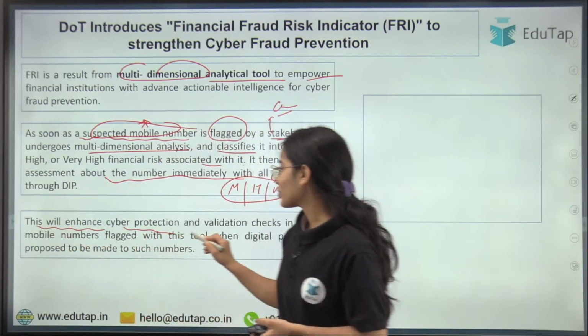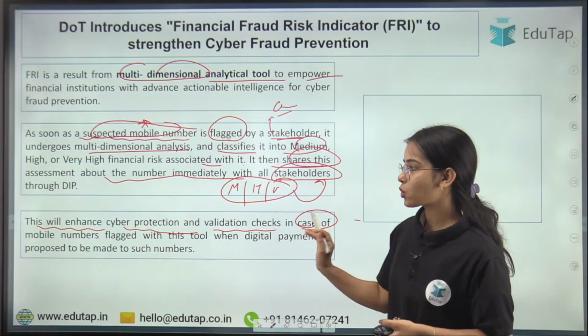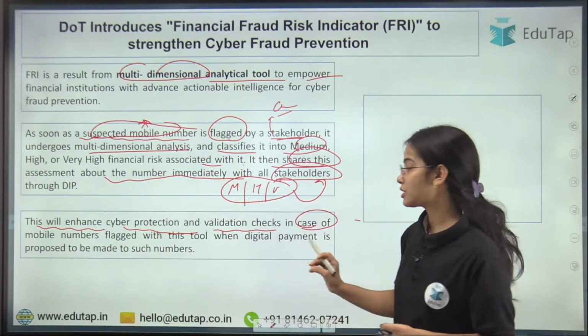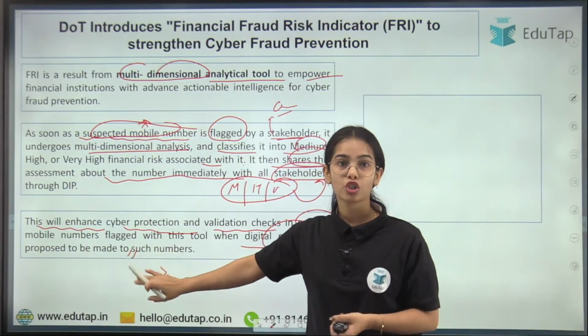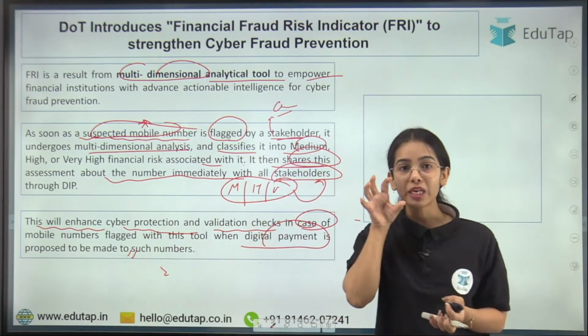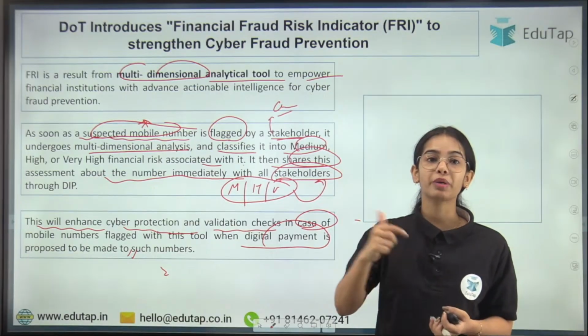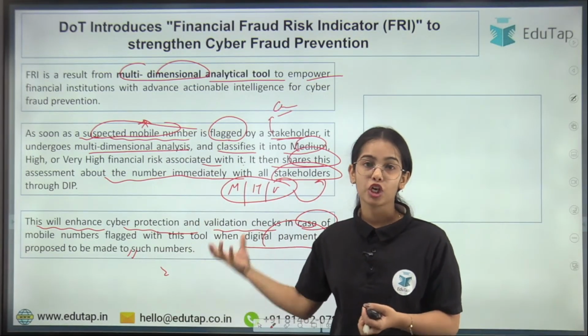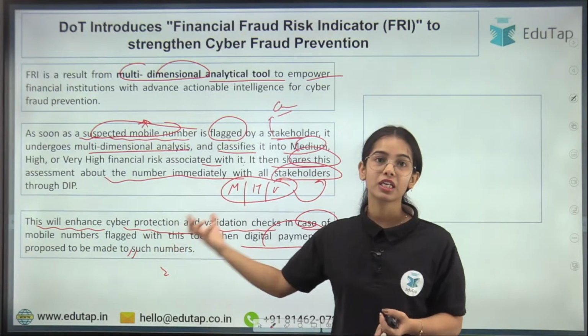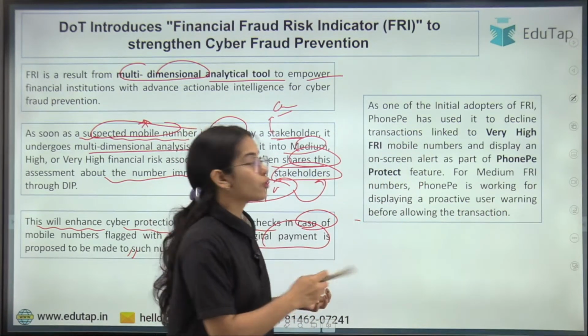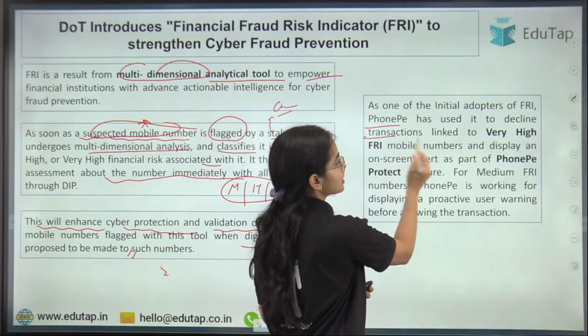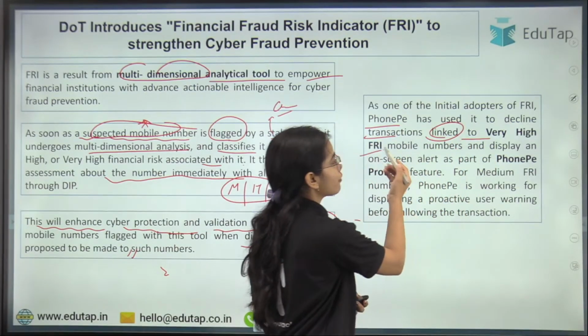This will enhance cyber protection and validation checks in case of mobile numbers flagged with this tool when digital payment is proposed to be made to such numbers. So basically the focus is when the digital payment is happening to this mobile number. At that time the blockage will come, and here you can see, as one of the initial adopters of the FRI, PhonePe has used it to decline transactions linked to very high FRI mobile numbers.